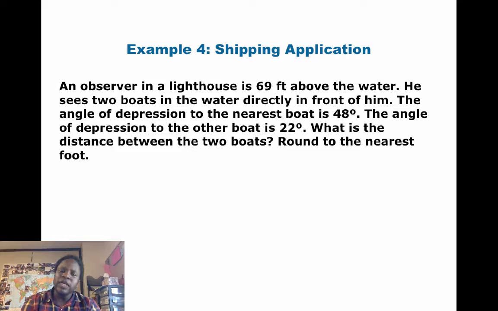So an observer in a lighthouse is 69 feet above the water. He sees two boats in the water directly in front of him. The angle of depression to the nearest boat is 48 degrees. The angle of depression to the other boat is 22 degrees. What is the distance between the two boats? Round your answer to the nearest tenth.